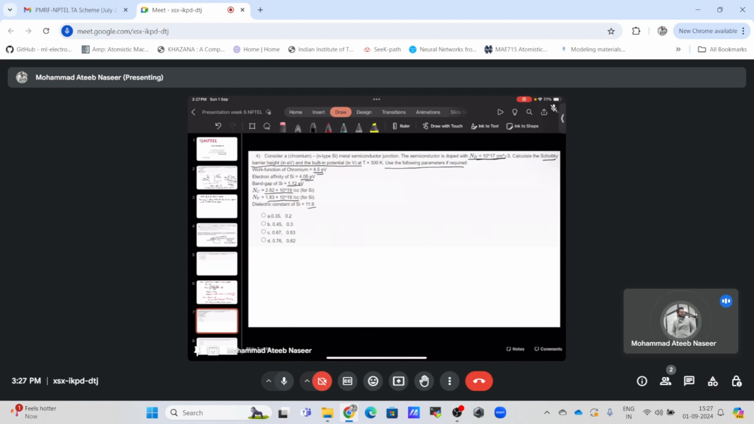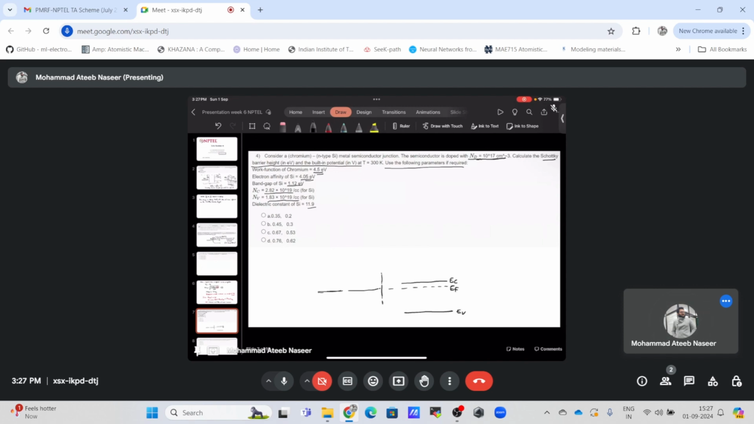So let's try to evaluate. Let us first draw this energy band diagram, which will start with the Fermi level on the metal side. Let me draw this interface. This will be the semiconductor side, and since this is n type, this will be my conduction band, this will be my Fermi level, and similarly this will be my valence band.